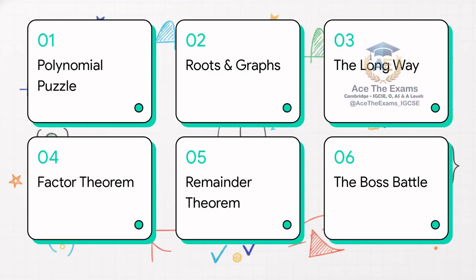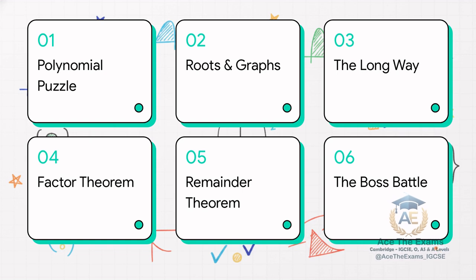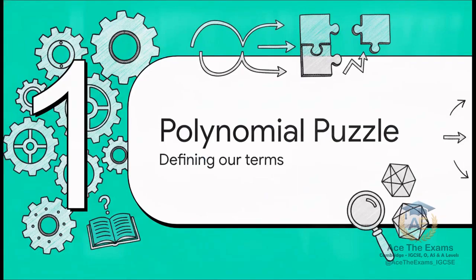Okay, here's our roadmap for this explainer. We'll quickly cover the polynomial puzzle, roots and graphs, the long way, our two shortcuts, the factor and remainder theorems, and finally, we'll face the boss battle. So Section 1, the polynomial puzzle.